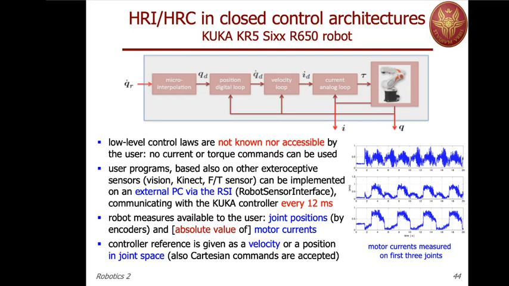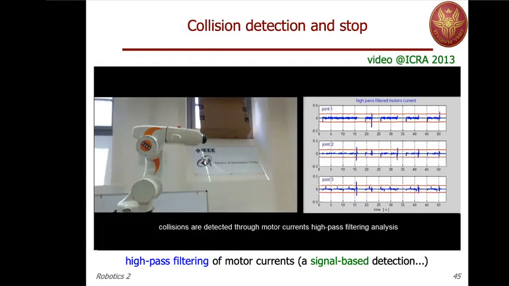So, nonetheless, we were able to do collision detection only. In fact, you will see that when we collide, the motor current will change, but there is no one-to-one relationship between which motor current will change and which link you have collided with. So only detection is possible, not isolation. So the only reaction that we were confident to implement was stopping.